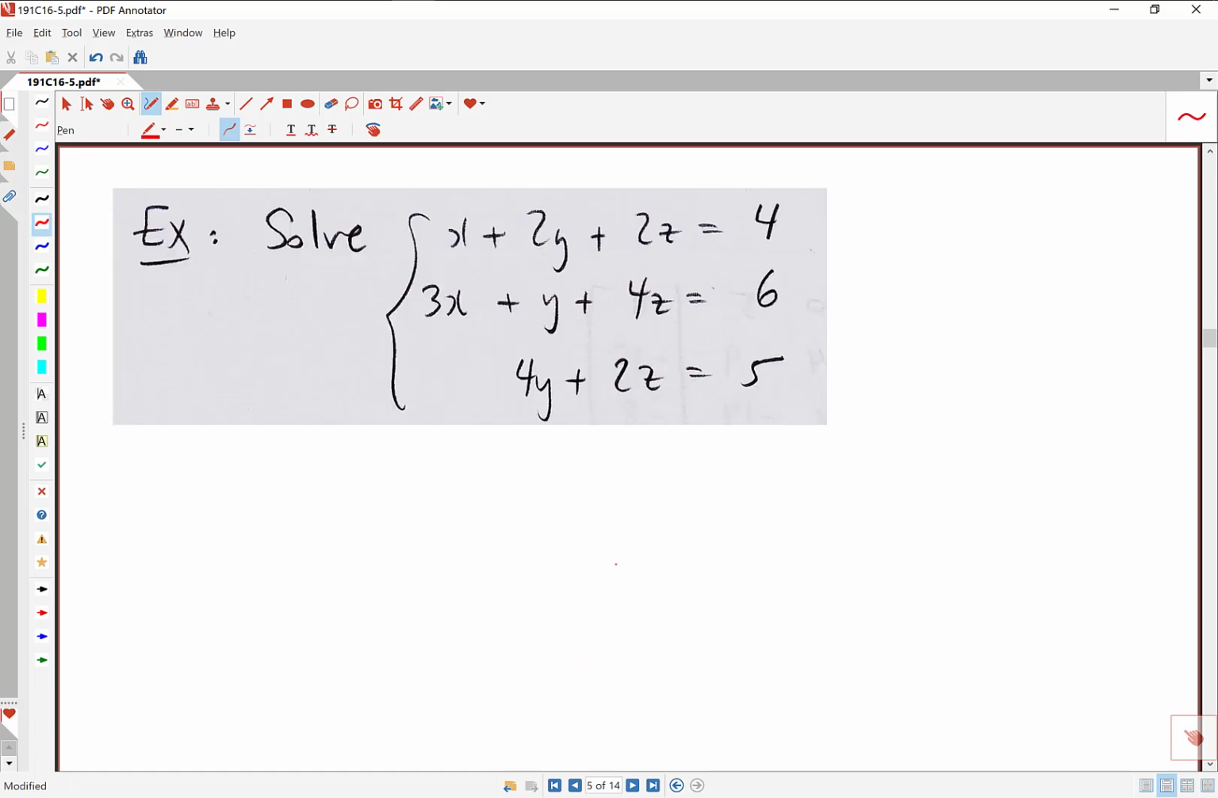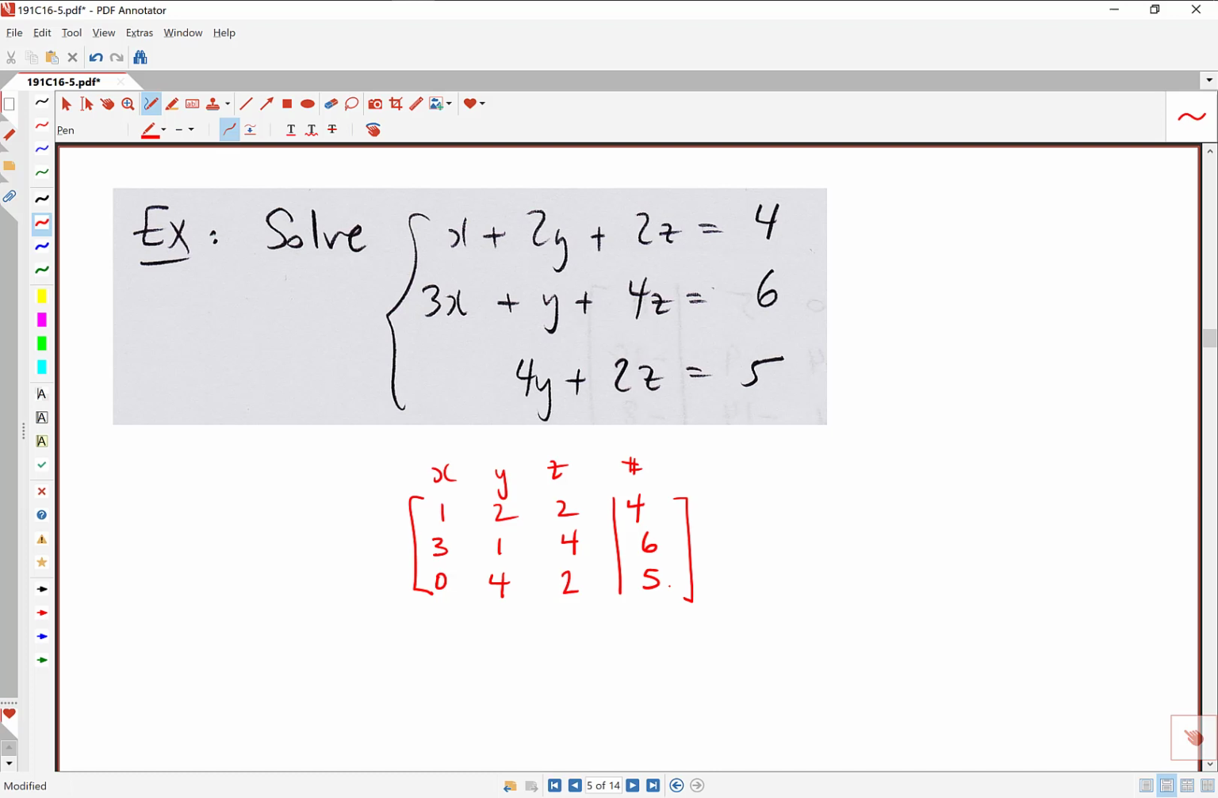So let's try one more example along those lines. Someone's giving us a system of equations. So first thing we're going to do is write it up in our shorthand form. We'll have columns for X, Y, and Z, and then numbers. So first equation becomes 1, 2, 2, 4. Second one, 3, 1, 4, and then a 6. Third equation has no x's in it, so we write 0x plus 4y plus 2z equals 5. Okay, so there's our system.